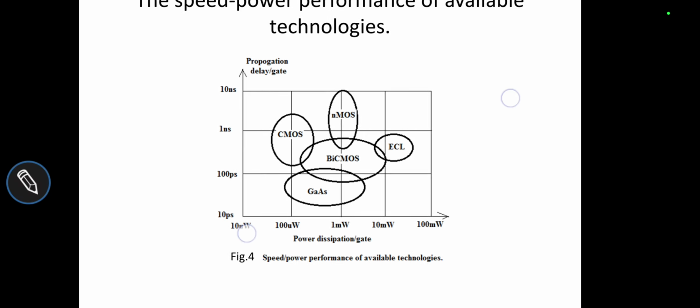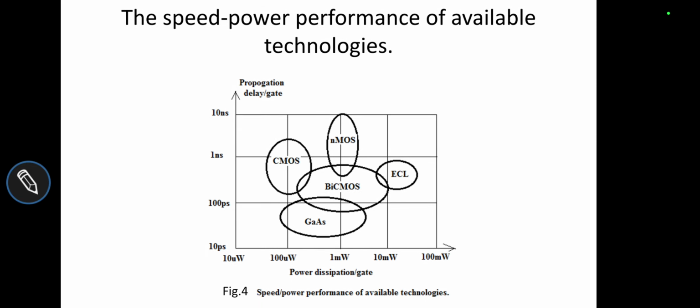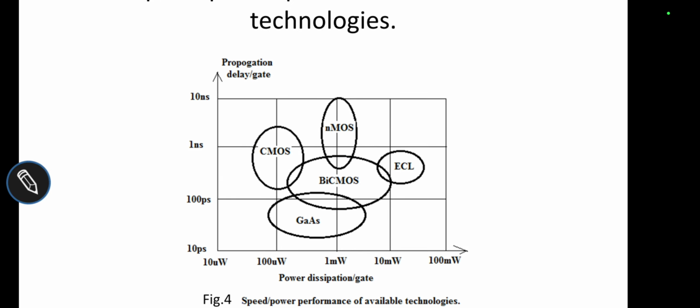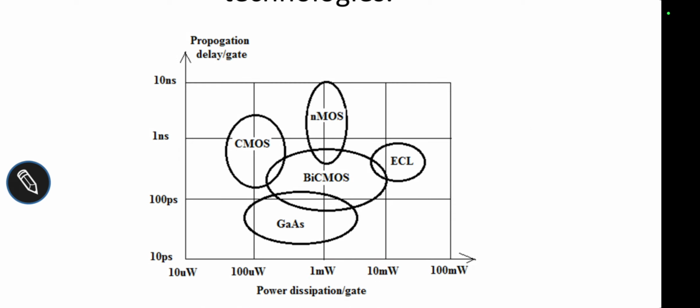Next, we'll see the speed power performance available at present, where we are going to compare all. Just now we have seen CMOS, and before CMOS we have seen ECL. Now we have seen BiCMOS, NMOS, and now it comes to the gallium arsenide material. If you use it to design the transistors itself, what effect are you going to get?